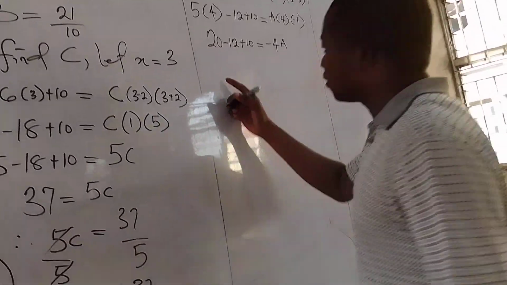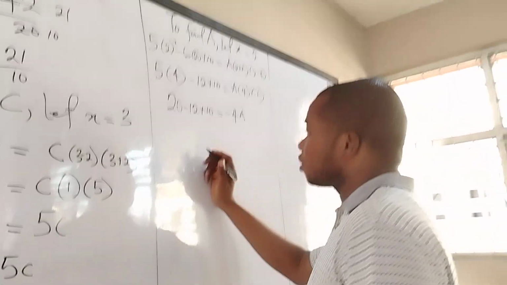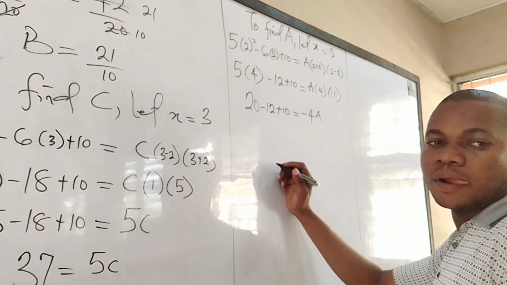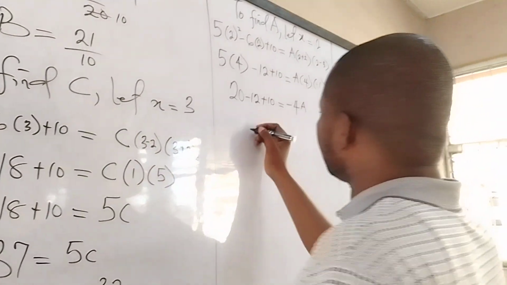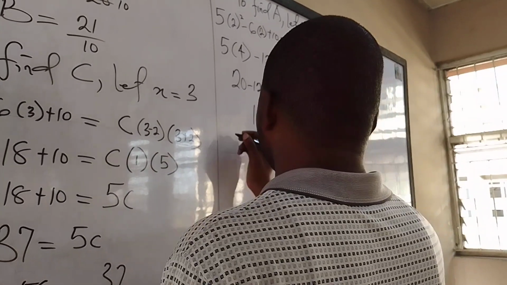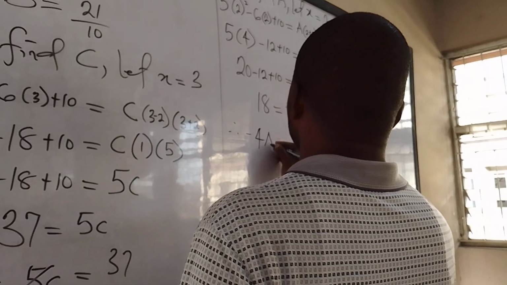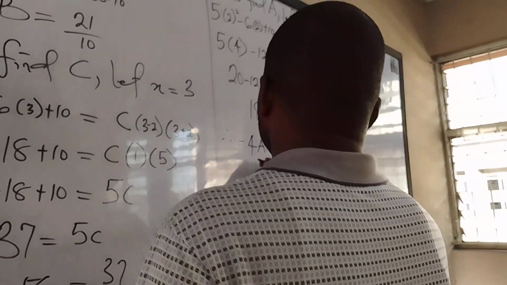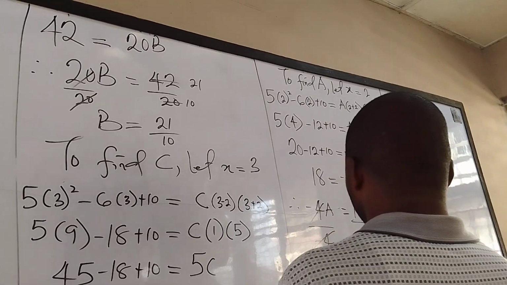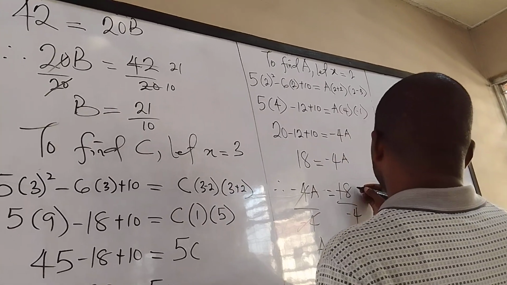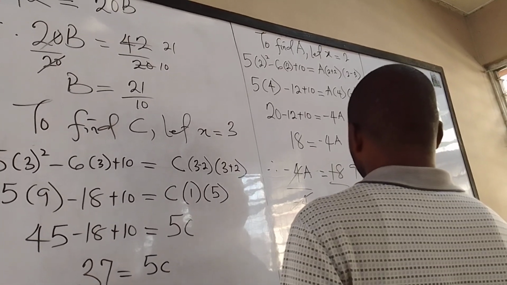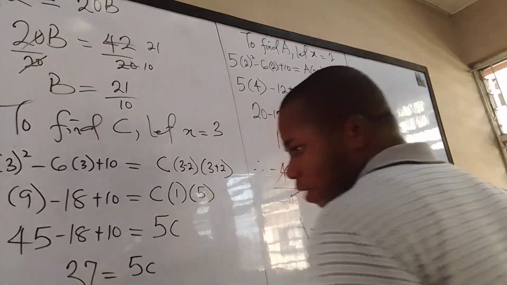So at the end of the day, 20 minus 12 will give us 8. 8 plus 10, 18. So 18 is equal to minus 4a. We interchange by saying therefore minus 4a is equal to 18. So we divide both sides by minus 4. This cancels out. We have a is equal to 9 over 2, minus 2, so it's the same as minus 9 over 2. So that is for our a.